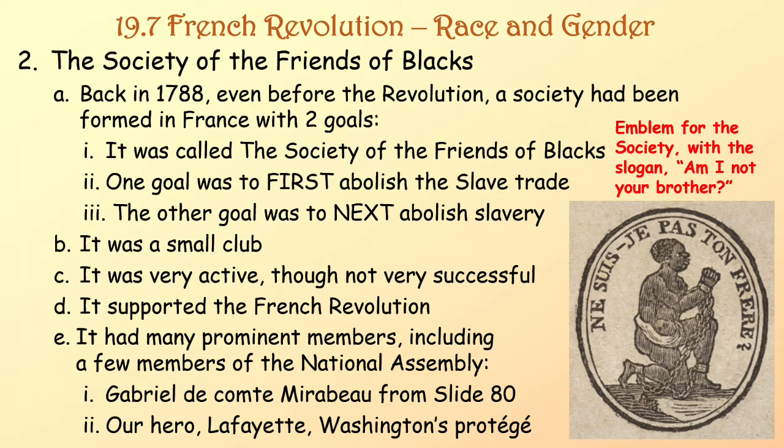The Society of the Friends of Blacks. Back in 1788, even before the Revolution, a society had been formed in France with two goals. It was called the Society of the Friends of Blacks, and one goal was to first abolish the slave trade, and the other goal was to next abolish slavery. It was a small club, but it was very active, though not very successful. It supported the French Revolution when it came along. It had many prominent members, including a few members of the National Assembly.